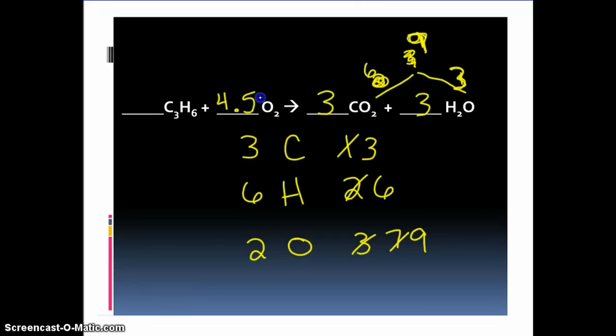You can't have half of an O2 molecule. It just doesn't work. Well, to get rid of a half, you multiply everything by 2. We're going to multiply all the coefficients in this problem by 2. So there's a 1 here, so that'll be 2. 4.5 times 2 is 9. 3 times 2 is 6, and 3 times 2 again is 6. Now we're going to go back and make sure it all worked out. So on carbon, we've got 2 times 3.